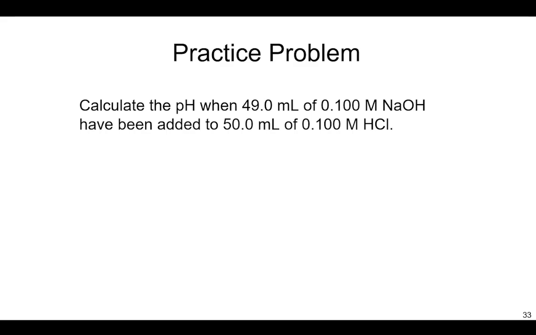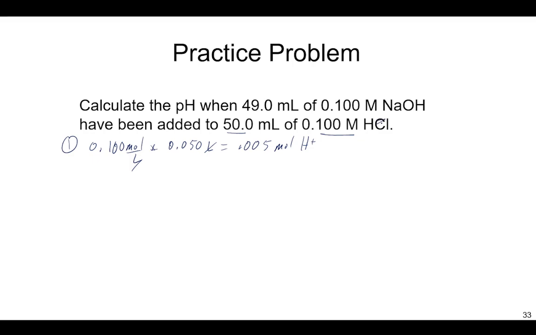Calculate the pH when 49 mL of 0.1 molar NaOH have been added to 50 mL of 0.1 molar HCl. Step 1, calculate moles of acid, and step 2, calculate moles of base. Okay, so I like to always just start with the moles of acid. And the moles of acid here are going to be liters times molarity, right? So 0.100 molar times, converting that milliliters to liters, 0.050 liters, gives me 0.005 moles of H plus.